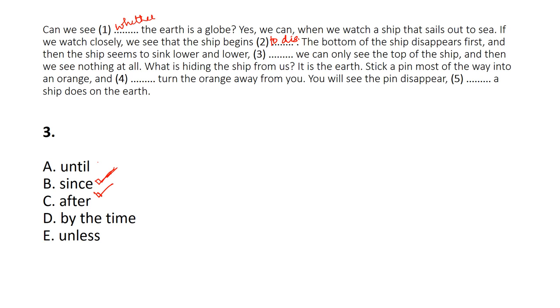"Reluctantly": why would you want to reluctantly turn an orange away from you? So this also does not make sense. "Accidentally" turn the orange away from you, but you're doing this deliberately, so this is also wrong. "Passionately" turn the orange away from you. This is also wrong, because why would you have passion in something that you're doing with an orange and a pin? And "carefully" could be an option. "Slowly" could also be an option.